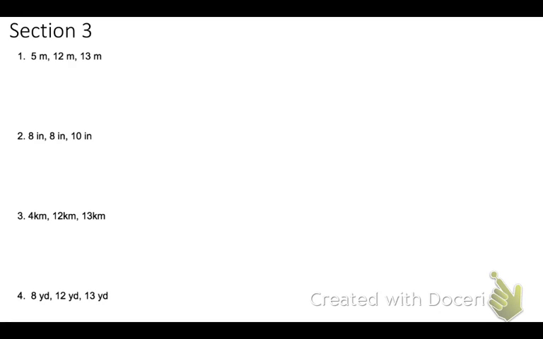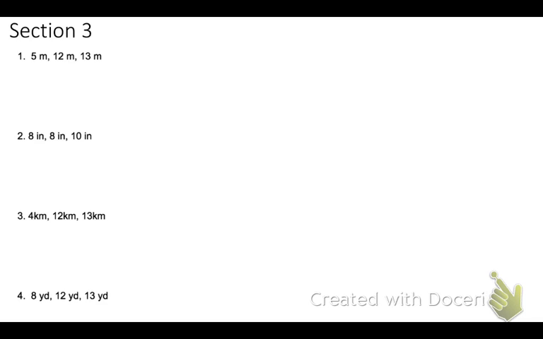Okay, this is section 3, and you're asked to tell whether or not the given side lengths form a triangle. If so, determine whether it's a right, an obtuse, or an acute triangle. I'm going to solve the first 4 problems here, and for credit, you need to solve problems 5 through 8, the last 3.